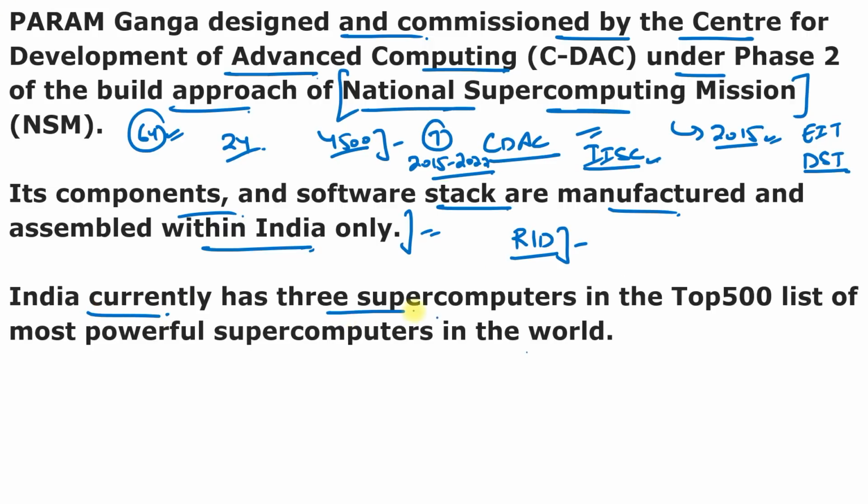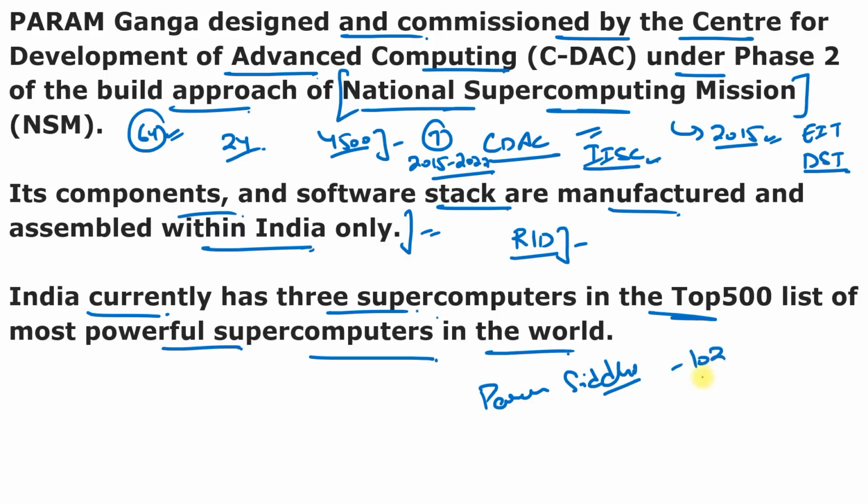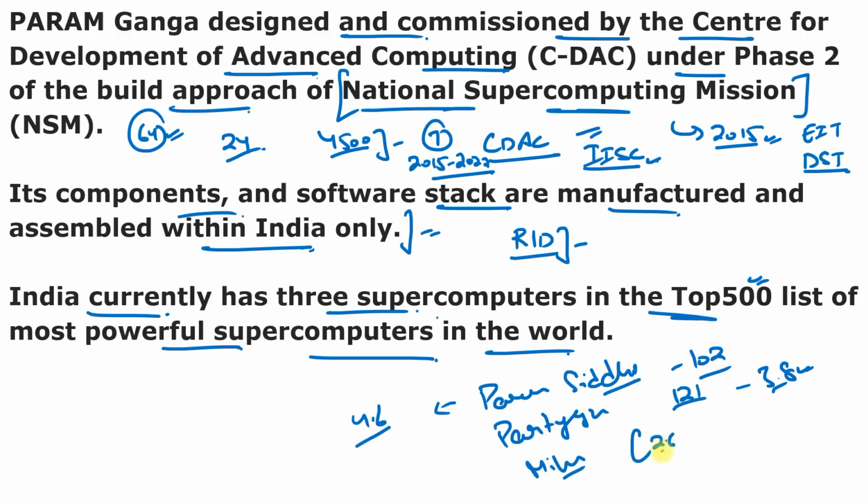India currently has 3 supercomputers in the top 500 list of most powerful supercomputers in the world. One is Param Siddhi Artificial Intelligence, and its rank is 102 out of the 500 list. Next is Pratyush, whose rank is 121 and its speed is 3.8 petaflops, and Param Siddhi's speed is the highest, 4.6 petaflops. And next is Mihir, whose speed is 2.6 petaflops and its rank is 228th on the list. So remember, Pratyush and Mihir are both used for weather forecasting and for studying climate change.